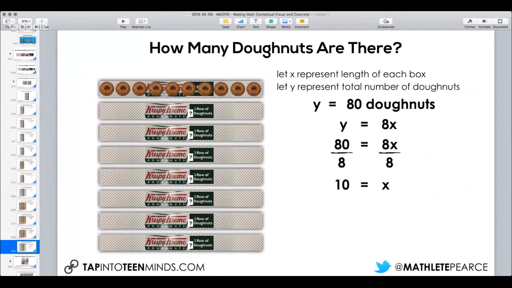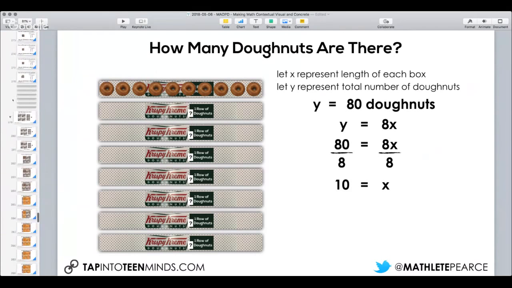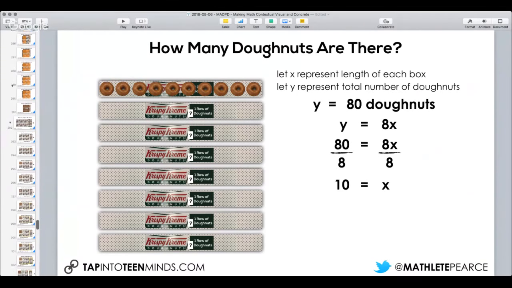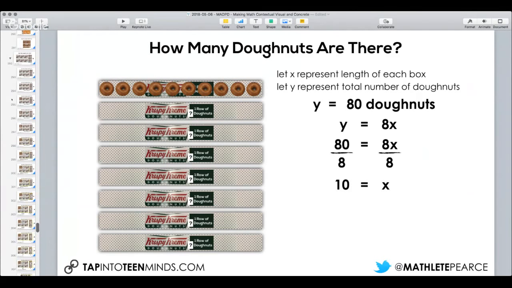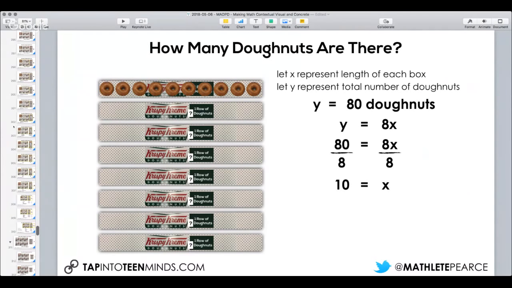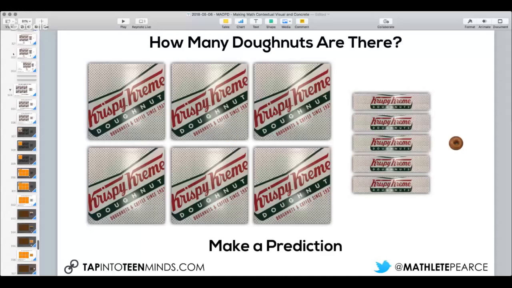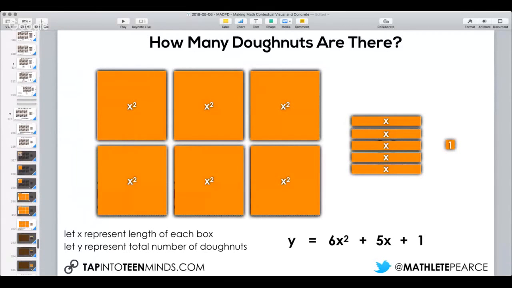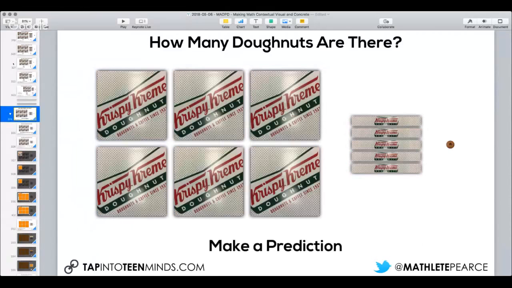So I've got another problem where we extend, where maybe I tell you how many are in all the boxes, and now you've got to figure out how many are in an individual box. And this goes on all the way to grade 10 academic, where you can actually see factoring through this particular context. This is all up on my website, just how we can take this and make it look more like that with algebra tiles. So if you're interested, definitely check it out on my website. This is the Donut Delight task on tapintoteenminds.com.